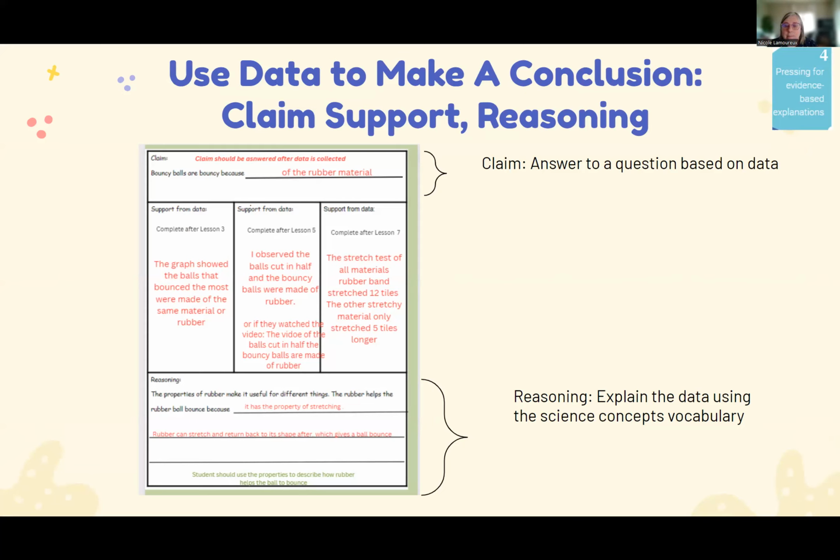They should be using some of the new science vocabulary, like properties. Properties of rubber make it useful. The rubber helps the rubber ball bounce because it has the property of stretching. The rubber can stretch and return back to the shape after, which gives the ball bounce. That's just an example, but something to that effect. We want them to use the vocabulary in a sentence at this particular point.